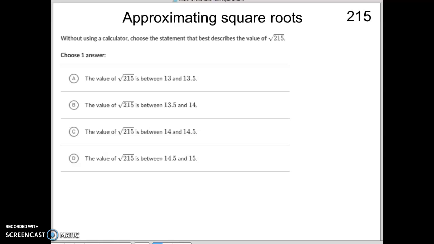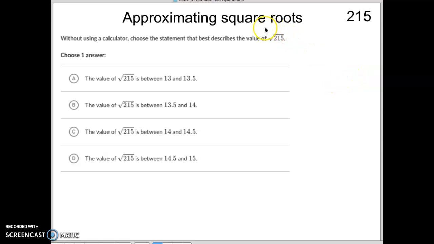Hey Math 8 students, so this next con is called Approximating Square Roots. On all of these, you're not supposed to use your calculator, but because you're doing them at home or in different places, it's not something I can really monitor either. But I will go through it as though you're not using your calculators. It's probably the best way for you to make sure you get as much out of this as possible.